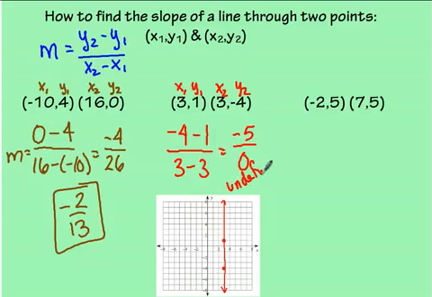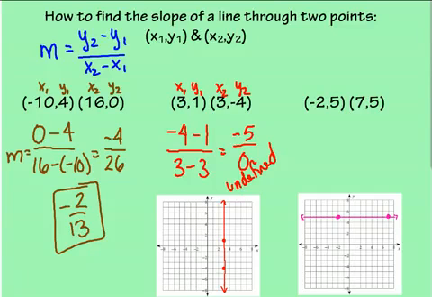Undefined. All right, and if you look at this line, it's actually not even a function. It fails the vertical line test. All right. So whenever your denominator is a 0, or you have a vertical line, you're going to have an undefined slope. All right. Let's take a look at this last example.